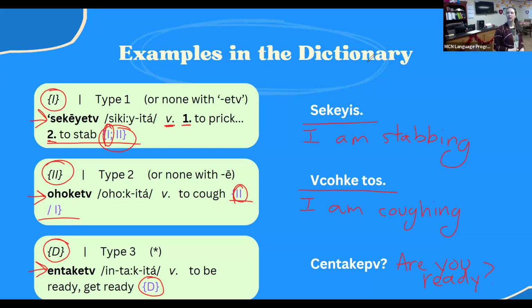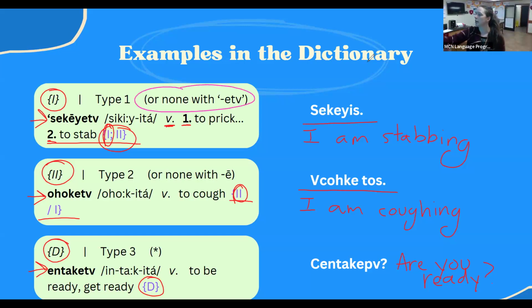Are you ready? I wanted to make a quick note too. You'll see, I'll put this in, how about pink? These guys right here.